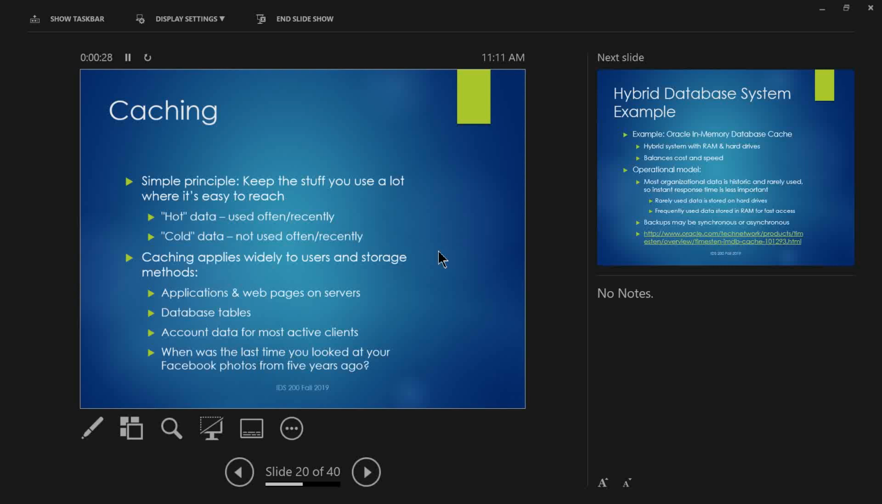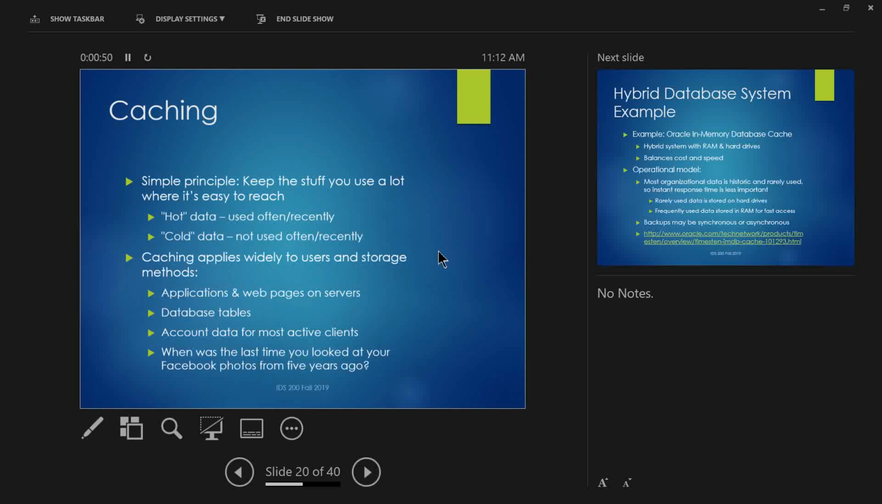Applications and web pages on servers. For example, if you have a website that has many pages like Amazon, you're going to make your most popular products easy to find, right? Those web pages are somehow going to be more accessible than your less popular pages. Again, Amazon could store those popular web pages in RAM, the less popular web pages on hard drives.